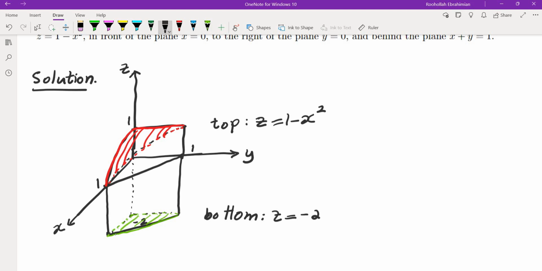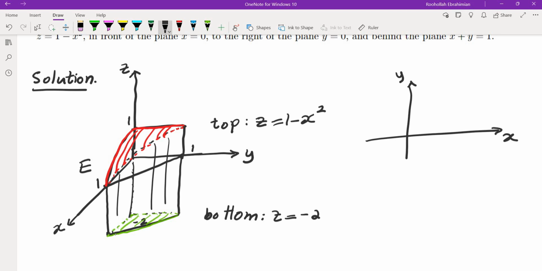And the third thing is the projection onto the xy plane. So this is what I call E. So the whole thing is E. And then we need to look at the projection onto the xy plane. Well, what is the projection onto the xy plane? It is the bottom triangle. So it is this one. And the intercepts are 1. So this is our region R.